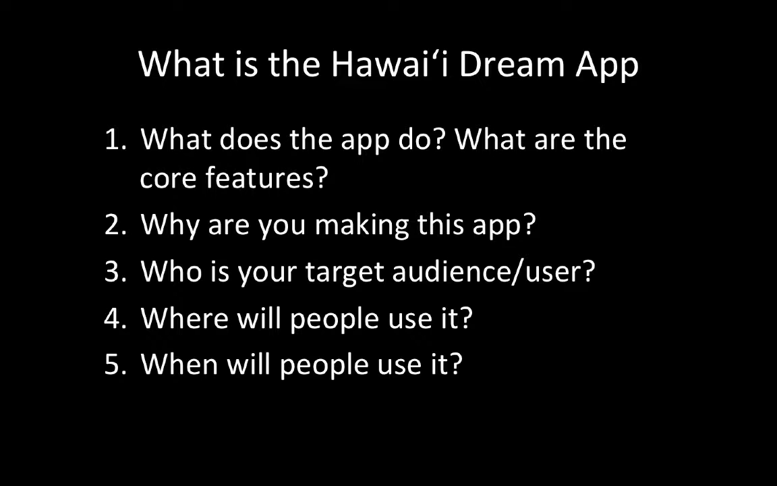So what is the core feature, or what does the Hawaii Dream app do? The core feature of the app allows users to view places of interest based on their location. Secondary features include allowing users to plan 3 different itineraries, and secondly, allowing users to explore Hawaii via walking tours. So three tours will be provided free of charge in this application.